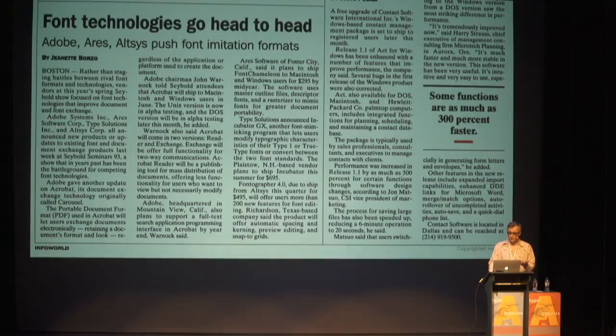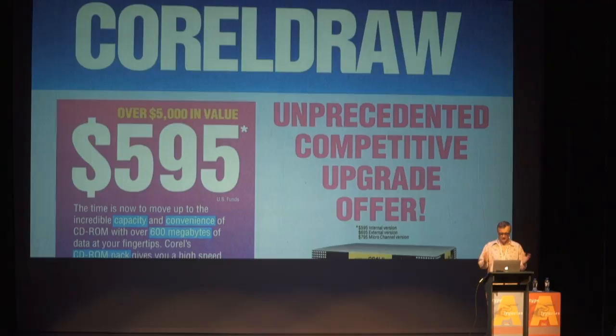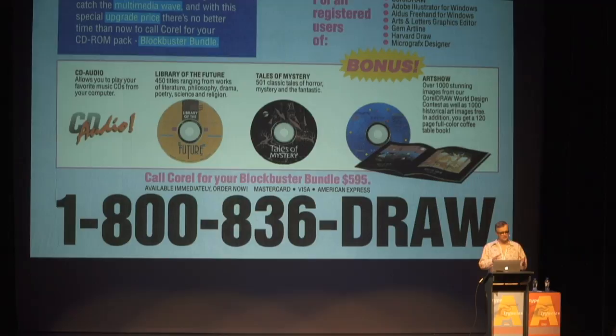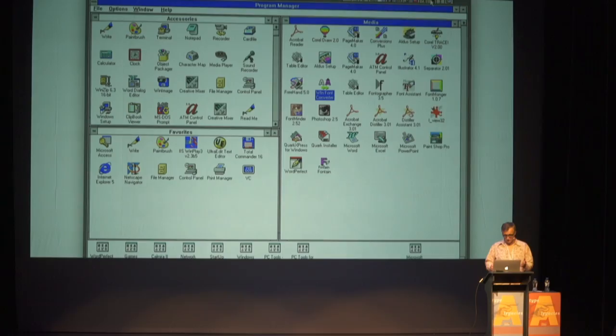Probably I'll turn to my general font format savior, which may be an interesting choice, but CorelDRAW was a fantastic drawing application for Windows, and one of the great things they did was that they bundled CorelDRAW with 450 titles of literature. You could get philosophy, drama, so basically you buy a graphic design software and you also get Dostoevsky. I thought it was a great concept. And CorelDRAW 2, which had its own format, WFN, had this utility called WFN Boss, which I really like using. So note the icon.